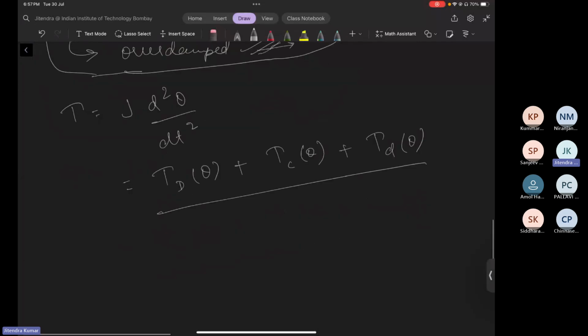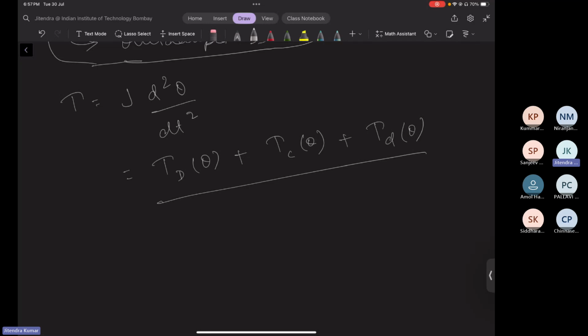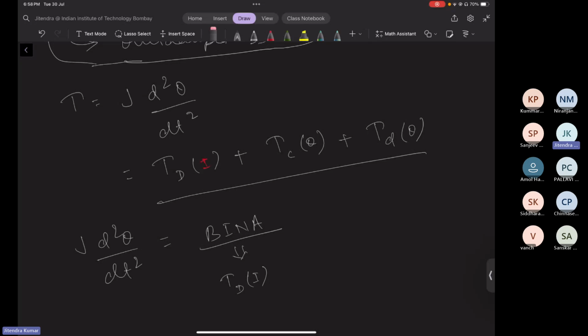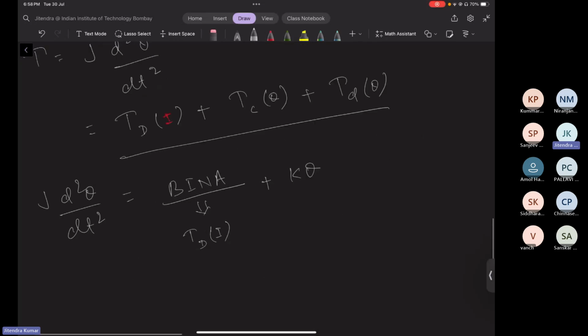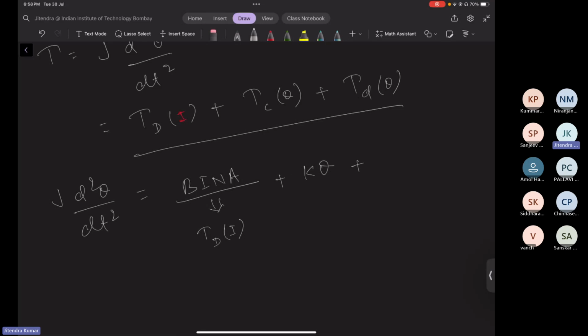All of them depend on theta somehow, where theta is the position of the pointer from the origin. Deflecting torque is nothing but BIMA, or we can write it as Td of I. Sorry, I mistakenly wrote it with theta. The deflecting torque depends on current, not on theta. Next is the spring torque, that is k theta. And the damping torque depends on d theta by dt, some damping constant into d theta by dt.